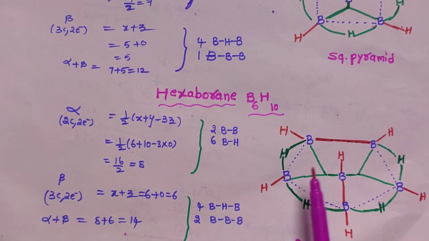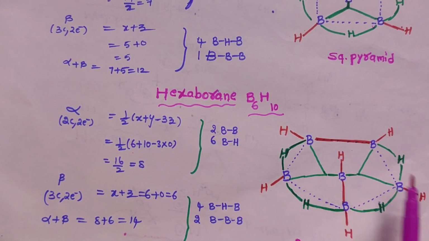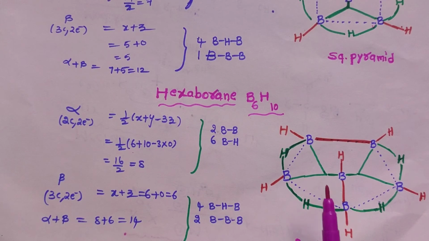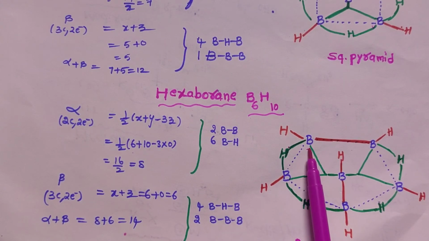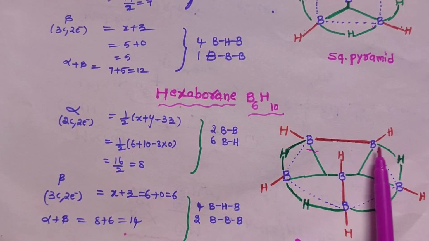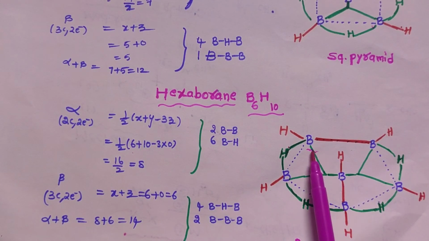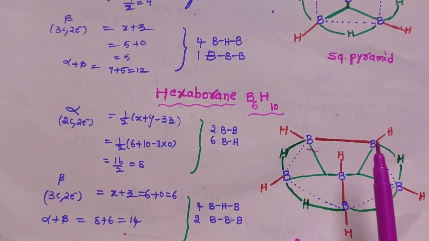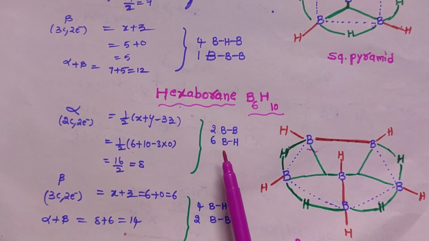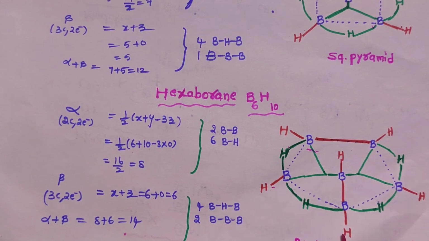Now here, by looking at the structure, we can understand the types of bonds. Here we are having the 4 BHB bonds: first BHB bond, second BHB bond, third BHB, and fourth BHB bond. And we are having 2 BB bonds. This is the first BB bond and this is the second BB bond. So this is also a 3 center 2 electron bond. Now this hexaboron is having 2 BB bonds and 6 BH bonds: first BH bond, second BH, third BH, fourth BH, fifth BH, and sixth BH bond.